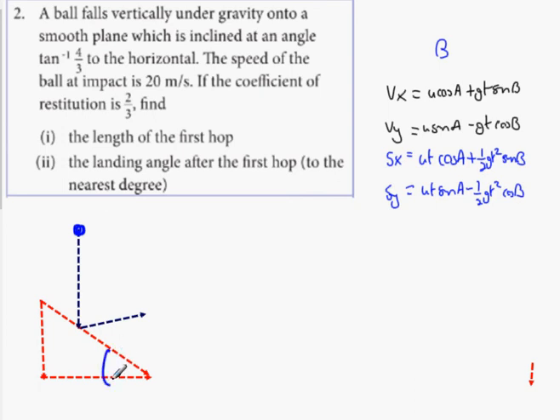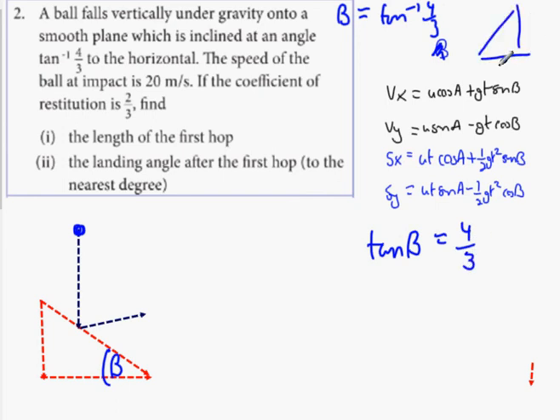Let's call it B. B equals tan inverse 4 over 3. Tan B is then 4 over 3. You're going to use your 3, 4, 5 triangle. Opposite is 4, adjacent is 3, hypotenuse therefore is 5. We're going to get cos B is 3 over 5, and sine B is 4 over 5. Happy enough with that?